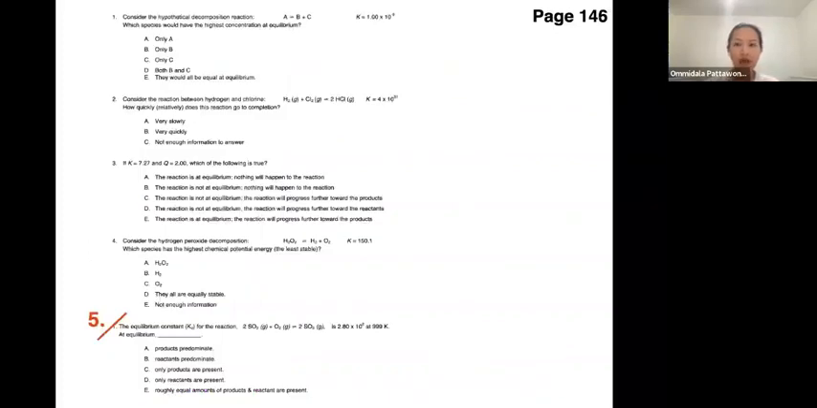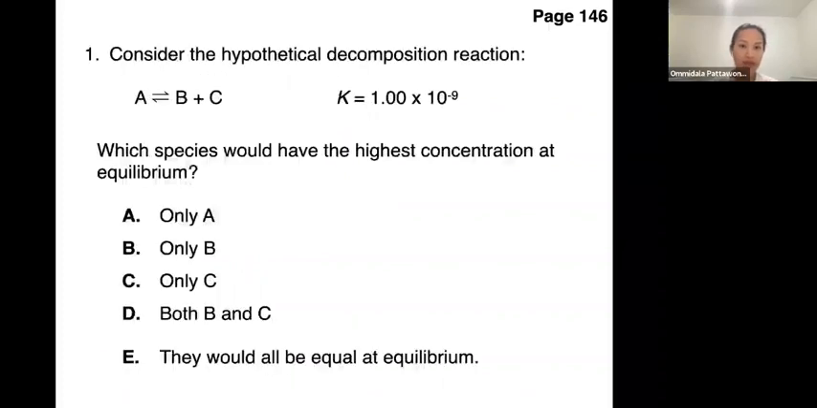All right, now let's take a look at an example. So this would be the conceptual problem, questions 1 to 5 here. Let's take a look at 1. We are going to consider this reaction, A converts to B and C. It gives us a certain value of the equilibrium constant, and it asks which species has the highest concentration at equilibrium.